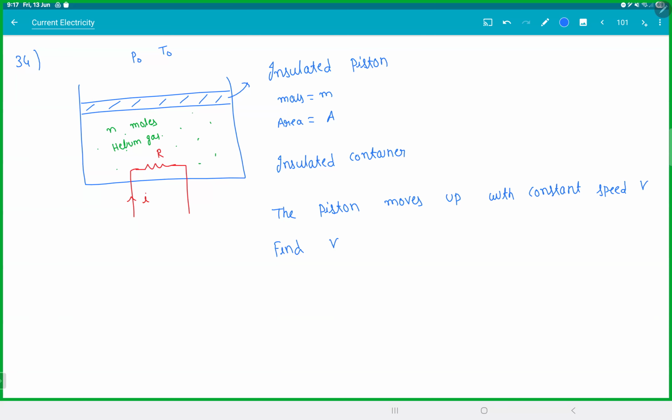Hope the question was clear. It's an insulated piston, free to move. There is no friction. Insulated smooth piston. Mass is there, area is A. Container is also insulated, so all the heat is within that. It's going up with a constant speed V, find V.